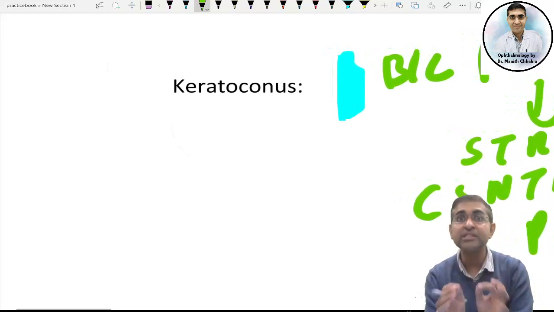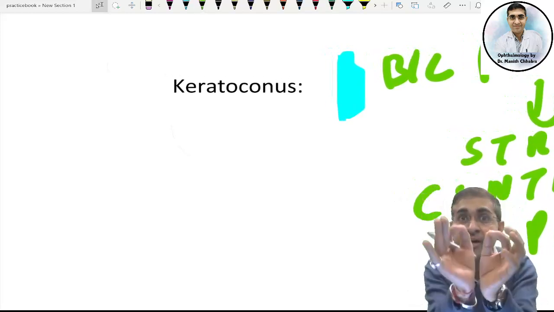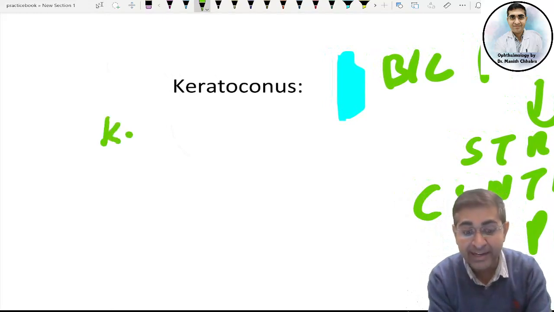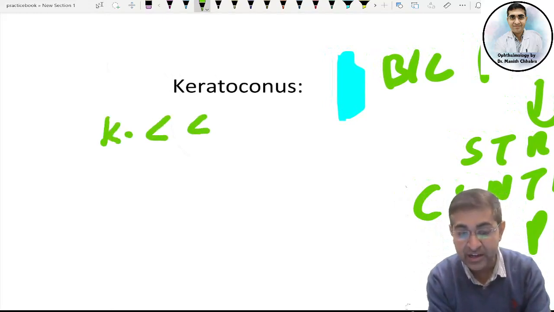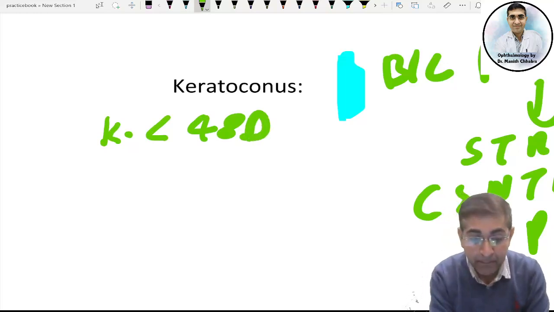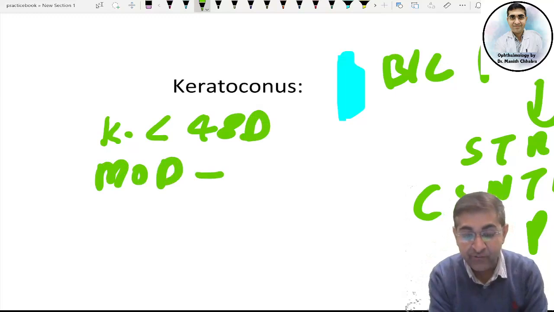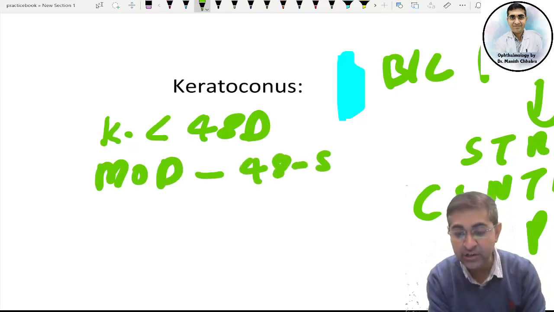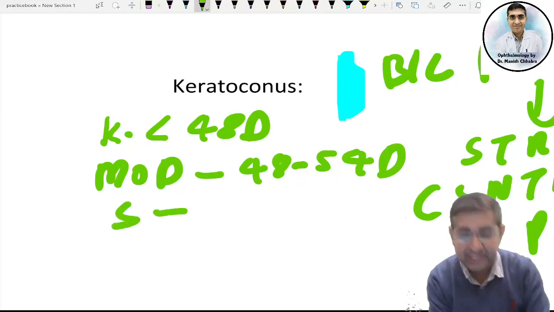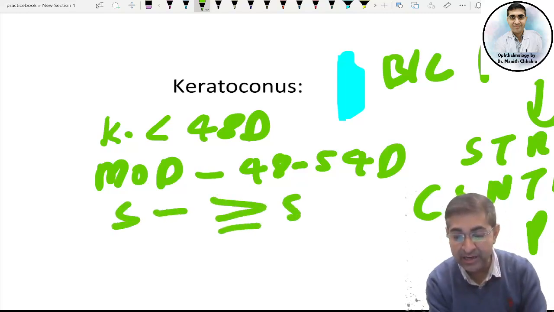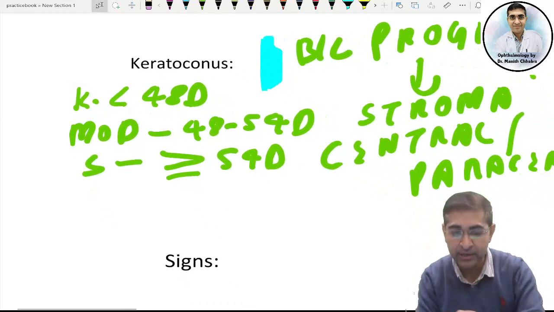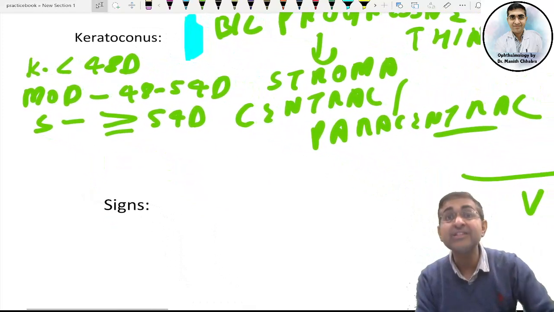Now keratoconus can be mild, moderate, and severe. Mild is when the keratometry value is less than 48 diopter. Moderate is when it is 48 to 54 diopter. Severe is when it is more than 54 diopter. Mild, moderate, and severe. Okay, now what are the signs?